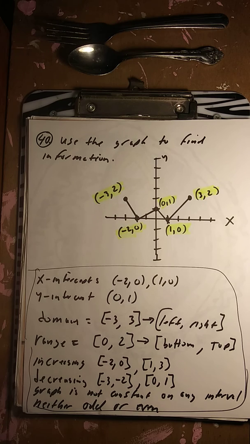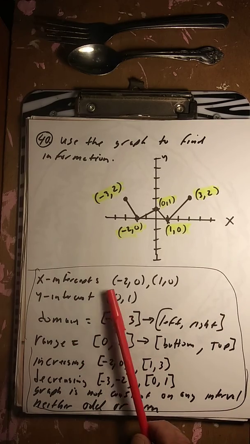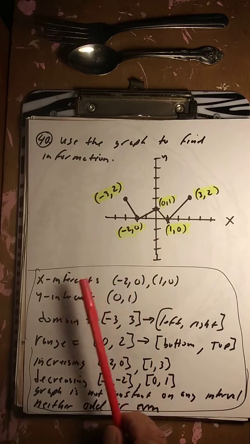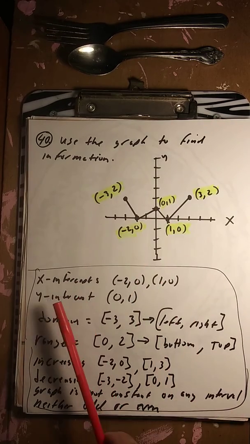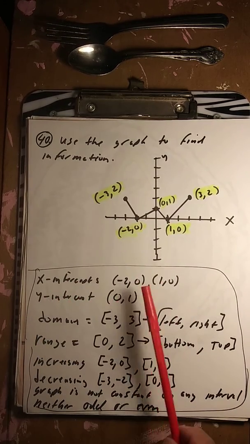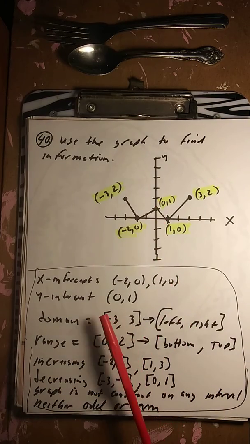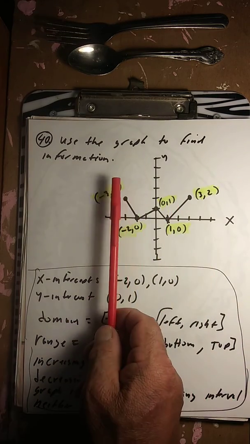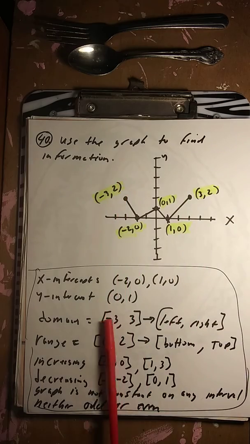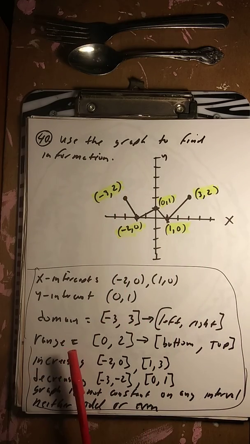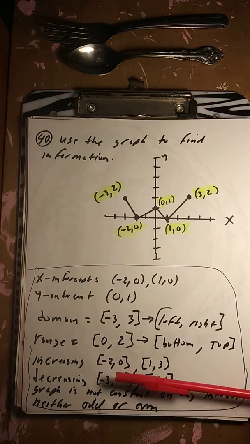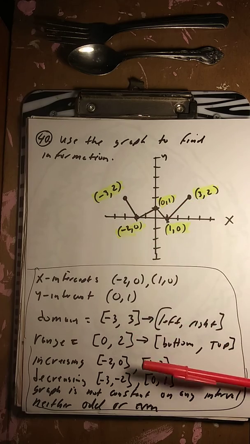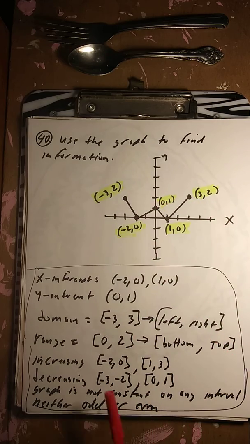Use the graph to find information for this. So there's a graph, kind of like a W looking thing. The x-intercepts are -2, 0 right there, and 1, 0 right there. The y-intercept is 0, 1 right there. And the domain, left and right, goes from -3 to 3. Range is from the bottom, which is 0, all the way up to where? 2, from 0 to 2.